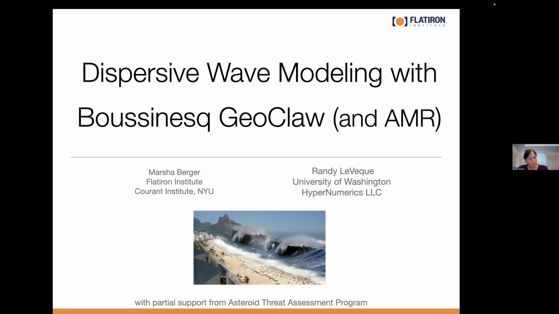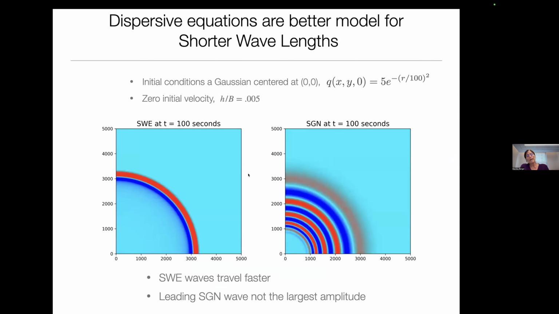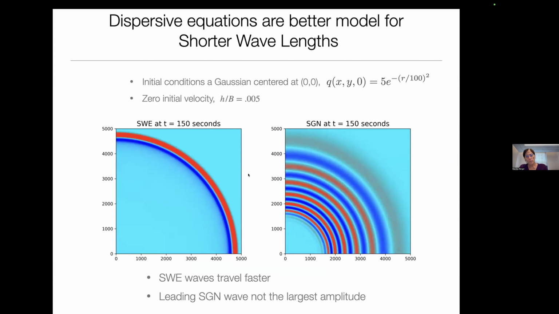Dee and I have been working on including some Boussinesq equations into GeoClaw. This is built on, as he said, G1's work from years ago, but that part wasn't adaptive. So now I'm going to talk about the part that did just enter GeoClaw with adaptivity about a year or two ago.